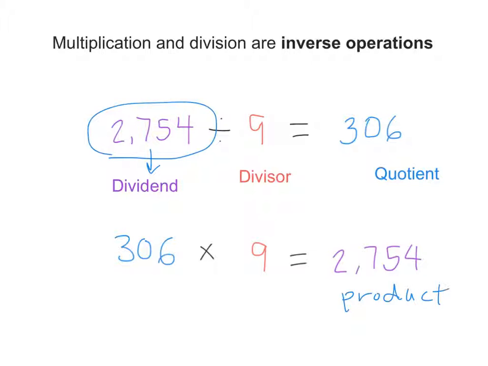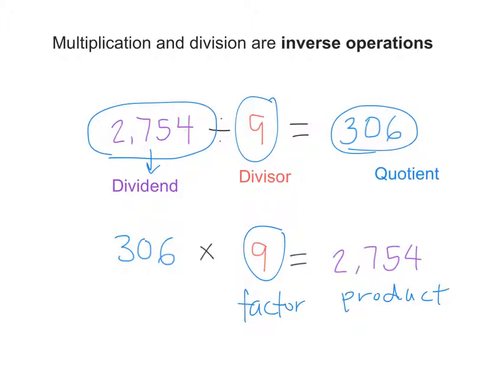Right? Okay, the divisor becomes what? What do we call that in the multiplication problem? Tanvi? A factor, yeah. And then the quotient, of course, is the answer of a division problem. What does that become in the inverse multiplication equation? Siddharth? It becomes a factor. Also a factor, yeah. Okay?